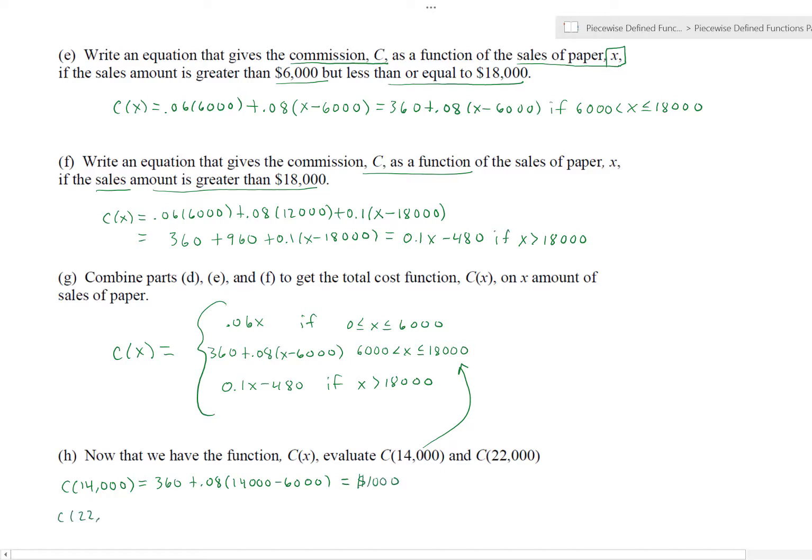Similarly, if we wanted to figure out how much Johnny's going to get if he sells $22,000 worth of paper, well, the 22,000 falls in the category of larger than 18,000. So you plug it into that formula, 0.1 times 22,000 minus 480. And that is going to give us, again, press some buttons, $1,720.